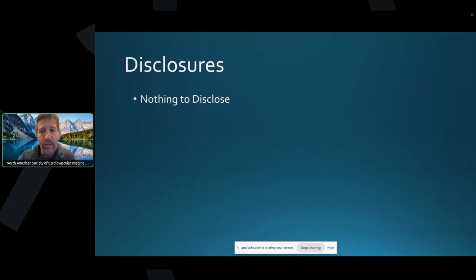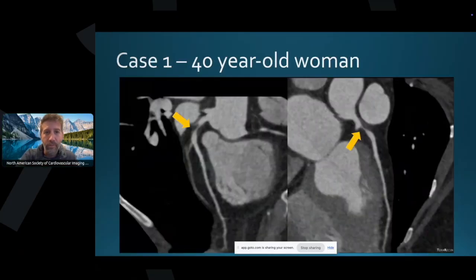All right. So this is a 40-year-old woman who shows up asymptomatic. She actually had a history of Turner syndrome. She was getting an MRA of the chest, but the magnet where she was went down, so we decided to move her to CT and scan her with CT. And this was not a coronary CTA. This was just an incidental finding on a thoracic aortic CTA.